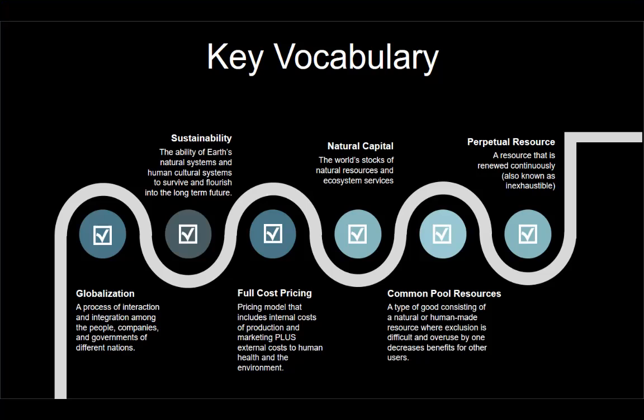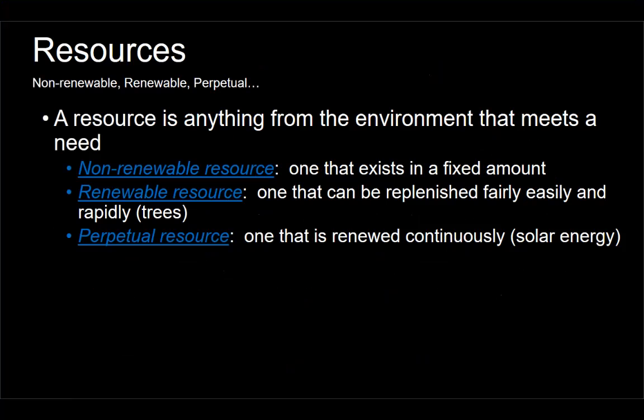So when we start looking at these types of resources, we typically categorize resources into three categories. We have non-renewable, renewable, and perpetual. Remember that a resource is anything from the environment that meets a need. And in particular, we typically start looking at economic needs in terms of our ability to profit from that resource. So non-renewable resources are those that exist in fixed amounts. Things like fossil fuels can't be regenerated in a timely fashion, and so whatever we have is what we're going to be able to utilize until it's gone. Mineral resources are another example of a non-renewable resource. Once you use up what's on the planet, that's it.